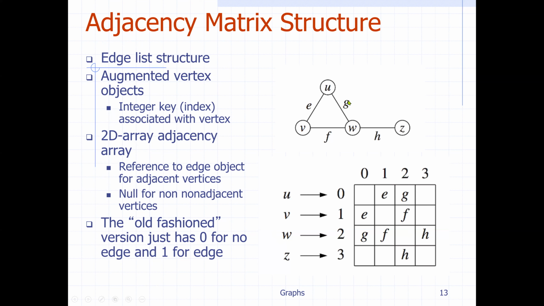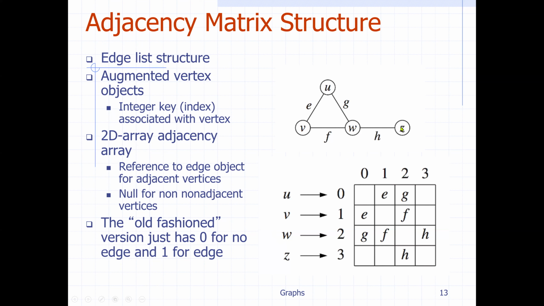Again, this is undirected graph. So we may have U, W, and W to U. So that's why we write the G here. Then we have W to V. V is 1. We have F. Now W to W, we have nothing. So we leave it empty. W to W means self loop. Then W to Z, we have H. So we have the H.